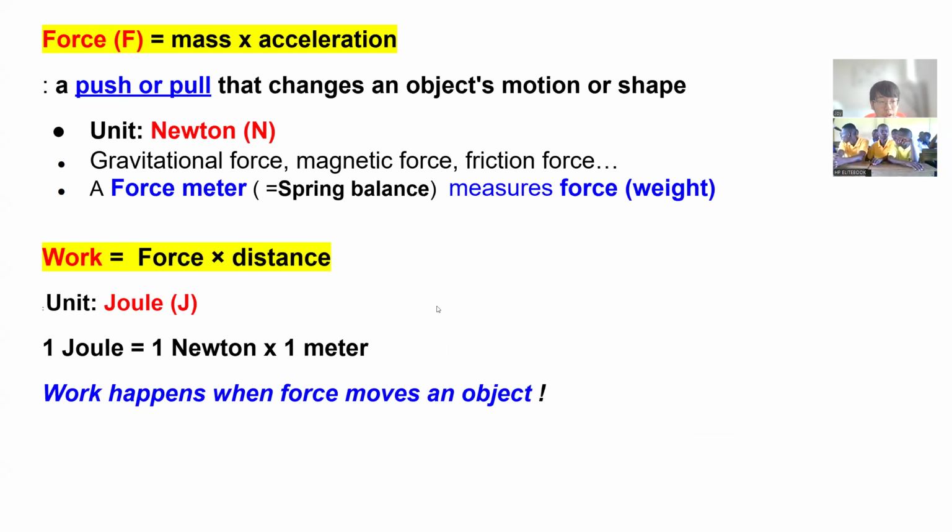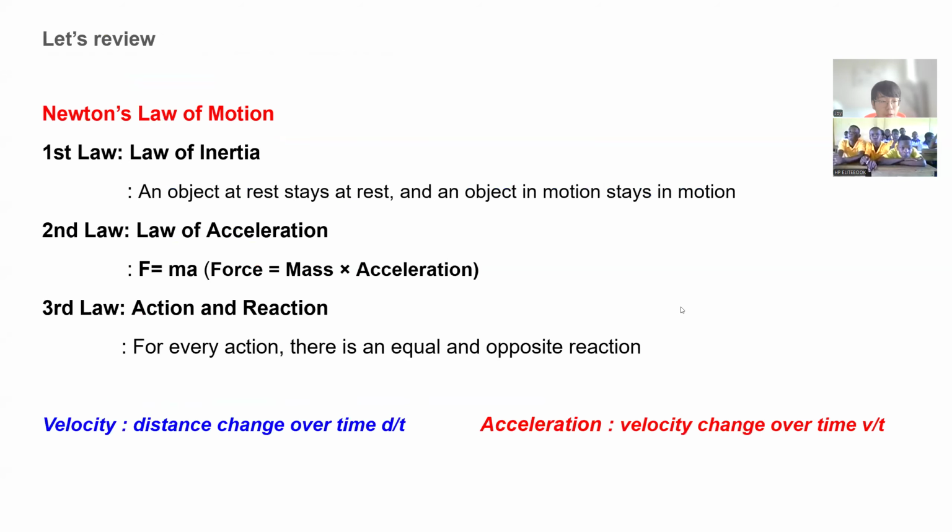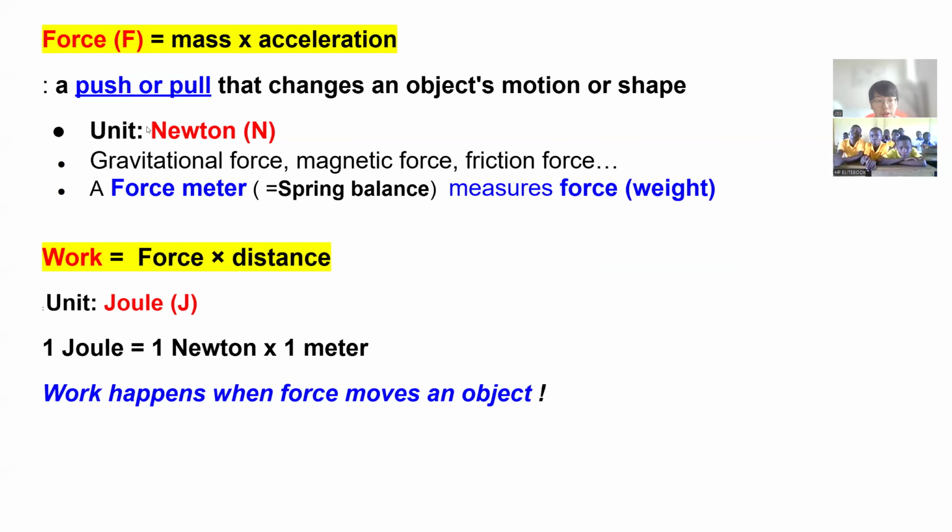We also learned about force. We can derive the force from the law of acceleration, Newton's second law. But basically it is a push or pull that changes an object's motion or shape. And the unit is Newton. Examples are gravitational force, magnetic force, friction force, and force can be measured by a force meter, which measures the weight, or the weight is equivalent to gravitational force.